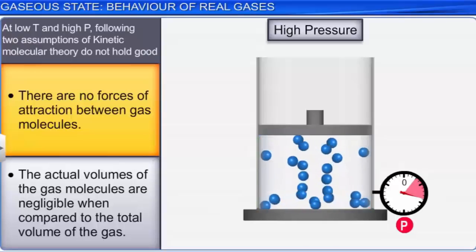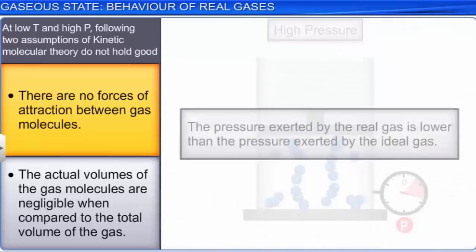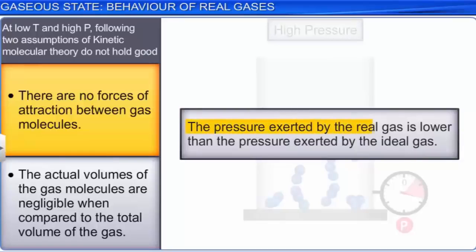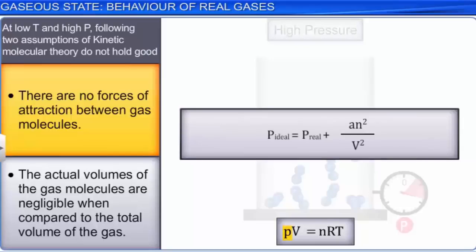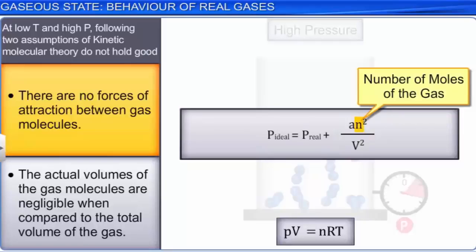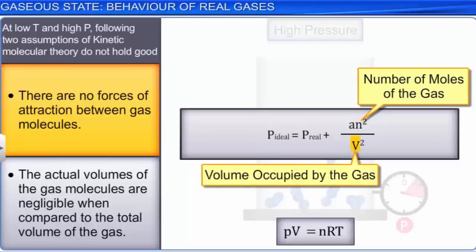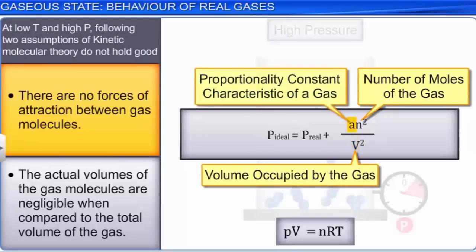Thus, we can say that the pressure exerted by the real gas is lower than the pressure exerted by the ideal gas. Hence, the pressure in ideal gas equation is corrected as P ideal is equal to P real plus a n squared divided by V squared, where n is the number of moles of the gas, V is the volume occupied by the gas, and a is the proportionality constant characteristic of a gas.